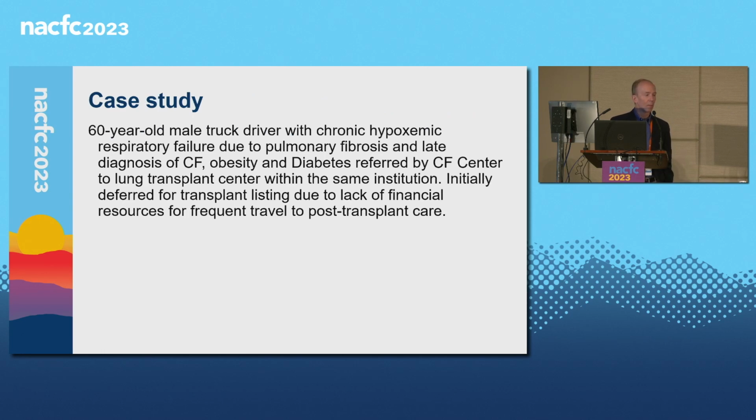So this is a brief case study. We'll do this quickly because it's relatively straightforward. A 60-year-old male truck driver with hypoxemic respiratory failure due to pulmonary fibrosis and a late diagnosis of CF had confounding issues of obesity and diabetes, referred from the CF center to the lung transplant center at the same institution. He was initially deferred transplant listing for lack of financial resources for travel from 2 hours from the transplant center for his post-transplant care. So this was a test of the social work situation and where the resources can come from.